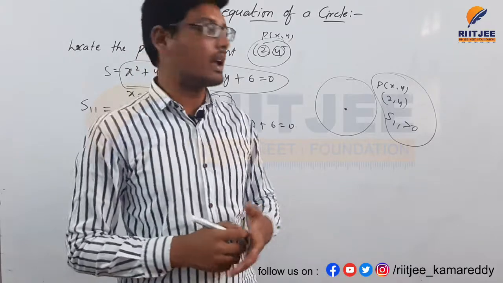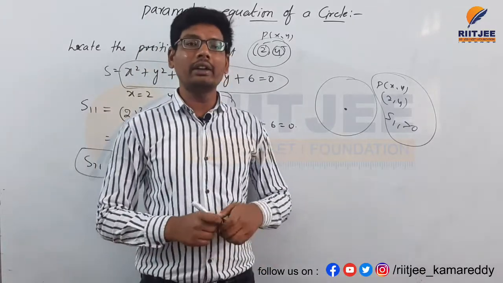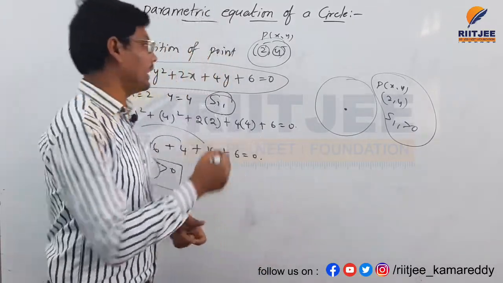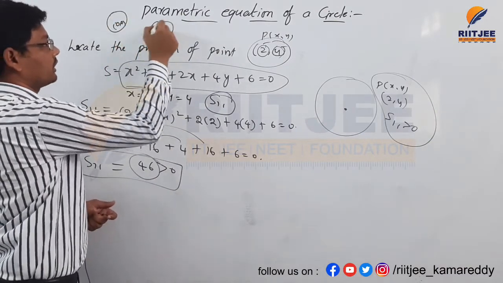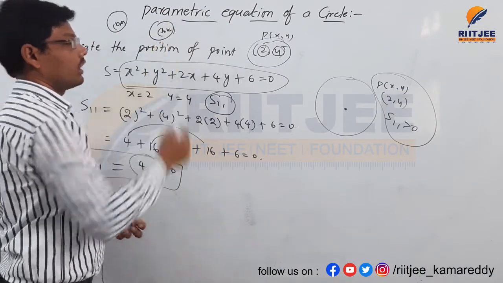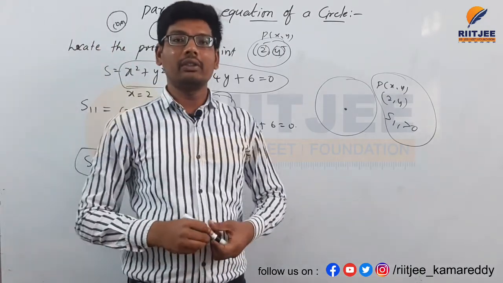Let's take some more examples on your own: find the parametric equation of a circle, which is passing through origin (0, 0), and which is passing through center (h, k), on your own from your material. Thank you.